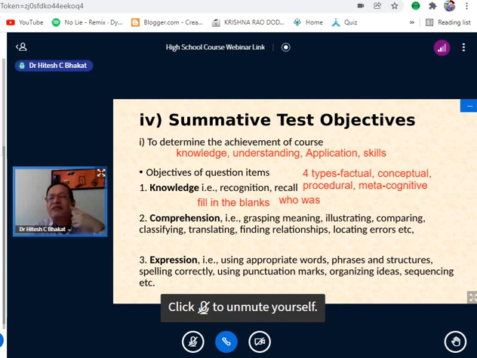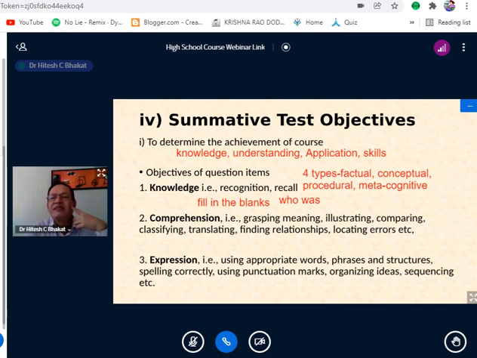Why are you raising your hand, Shiva? Don't raise your hand unnecessarily if there is no issue, all right? I'll close it.